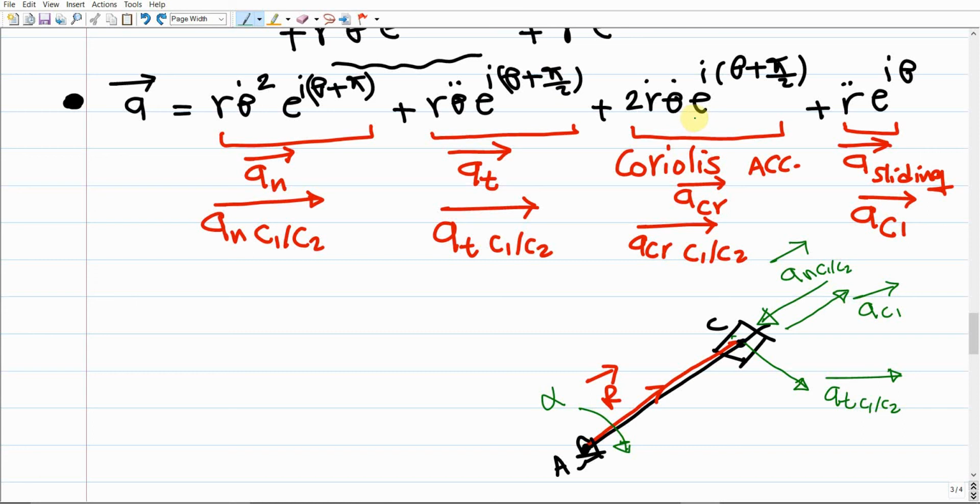How about the Coriolis acceleration? It should be normal to the velocity vector, the sliding velocity, which is R dot, the sliding velocity of the slider, and its direction goes up or down depending on what?